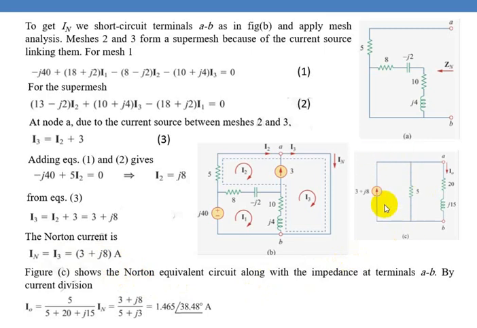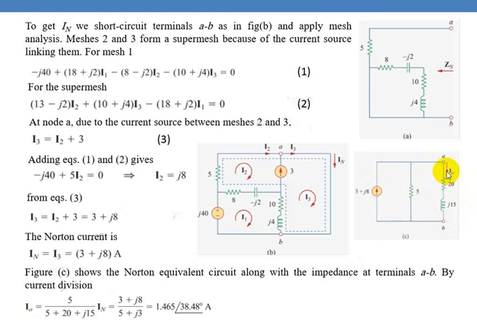So you have to draw the circuit. 3 plus J8 is the Norton current and 5 is the Norton impedance. And across this, you connect the load impedance, that is 20 plus J5. You are asked to find the current in this branch. Now this is a simple circuit. You can find the current in this branch.